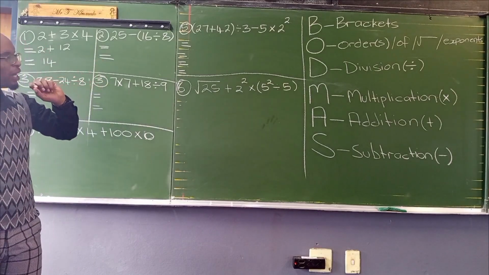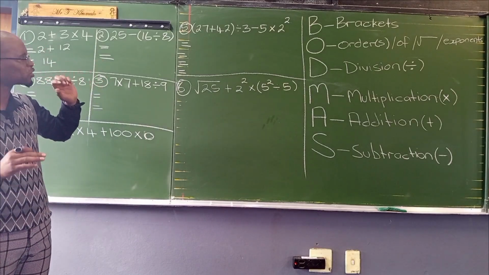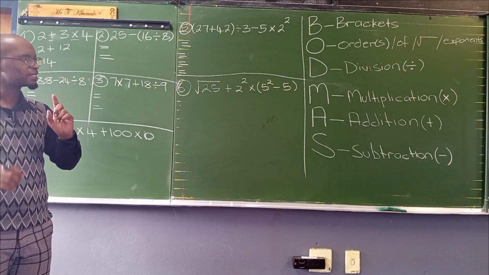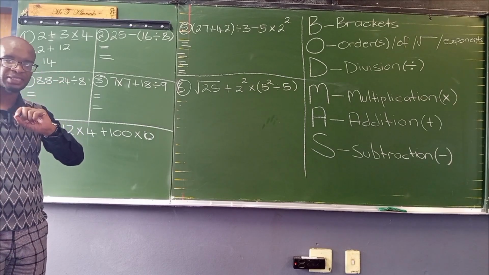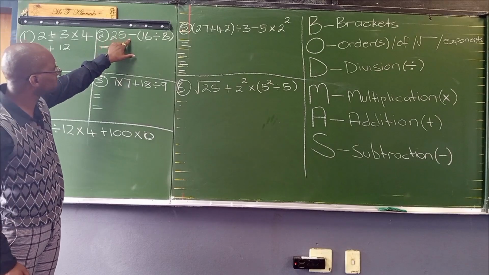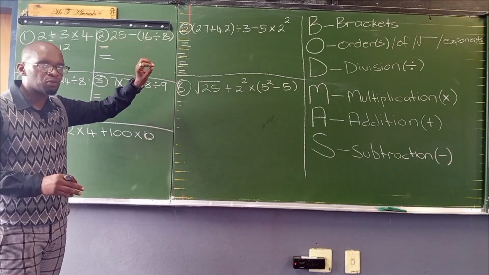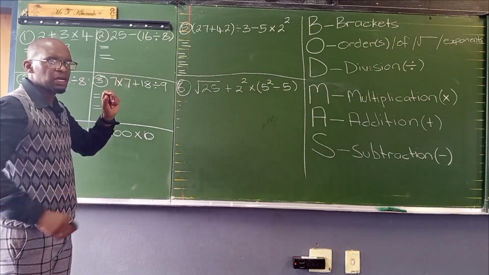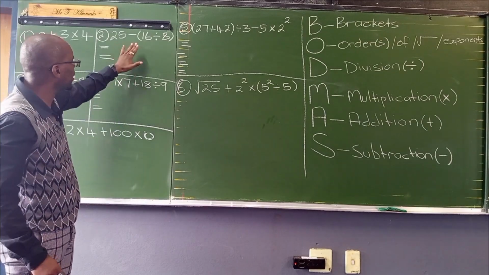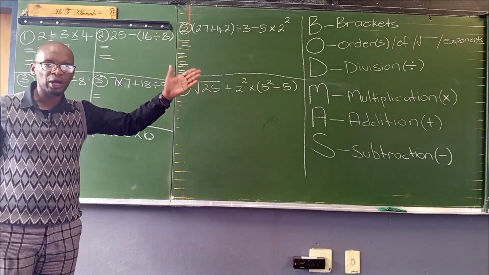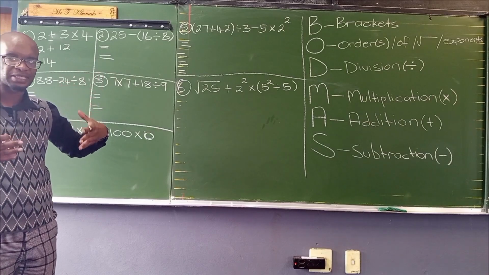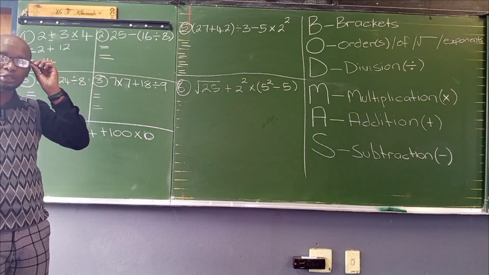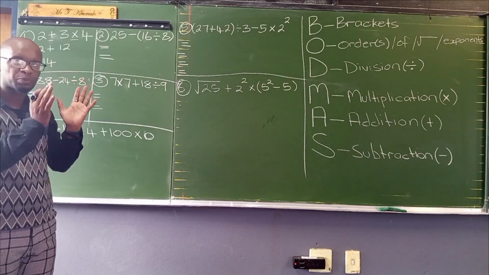If we look at number 2 again, we have 25 minus open bracket 16 divided by 8 close bracket. Step number 1, check your operations. Here I can see I have subtraction and I have division, but I have my division inside my bracket. Step number 2, after checking my operations, I need to look at my Bodmas rule again and say, according to Bodmas, where do I need to start? And according to Bodmas, I need to start with brackets.